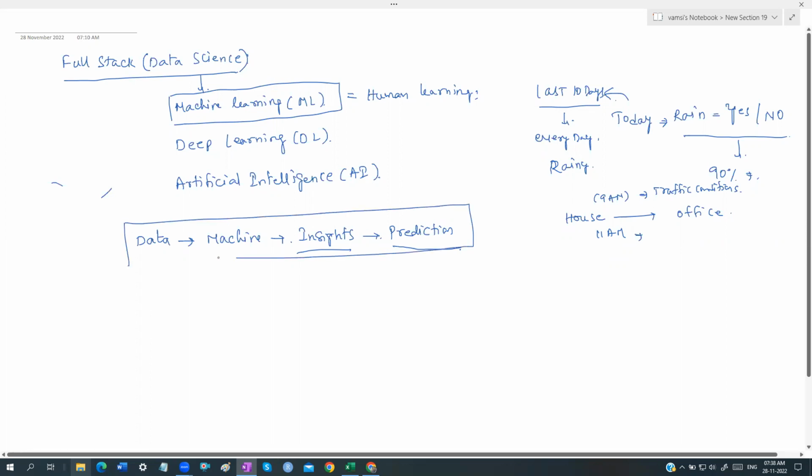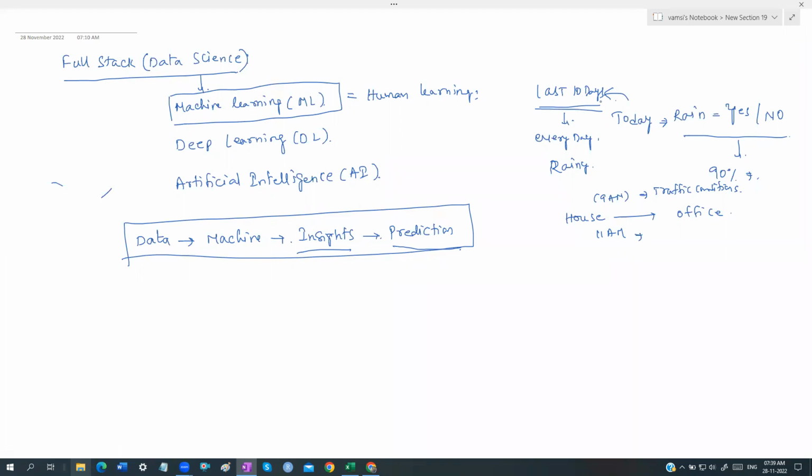We have some data with us. That data is given to the machine. The machine will study the data. So tell me, in the last 10 days, what are the different weather conditions? And tell me in which weather conditions it rained, and in which weather conditions it didn't rain.